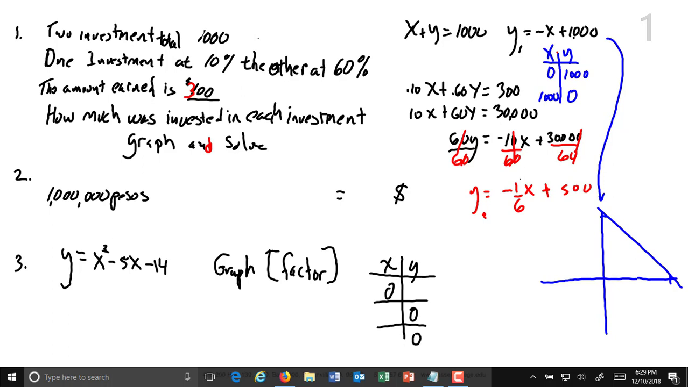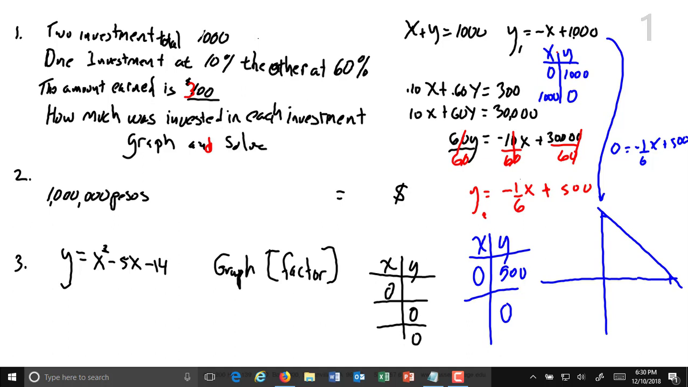Now, how about this one? Well, we have an x and a y. I set x equal to 0. You agree that that's 500, correct? Okay, so now I have 0. So let me work over here. I have 0 equals minus 1/6 x plus 500.